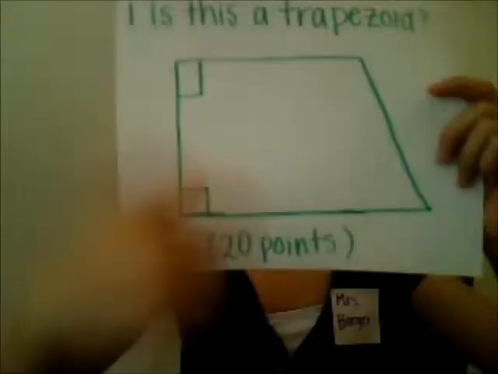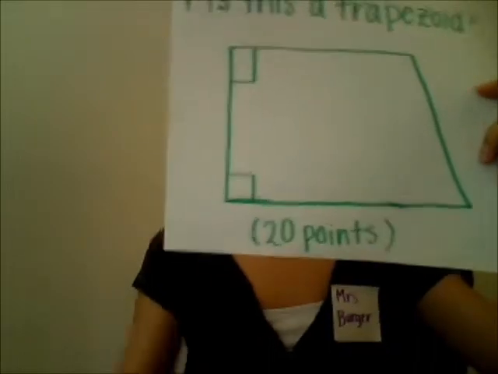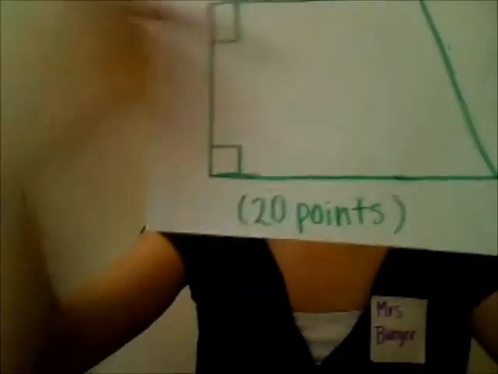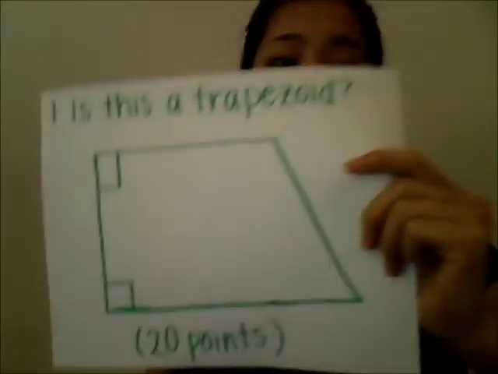Yes, it is. With two parallel lines and a transversal, we know that consecutive interior angles are supplementary. Two right angles are supplementary. So we know that these two bases are parallel. Trapezoids have one pair of parallel bases. Excellent. Plus 20. You are now at 60 points.